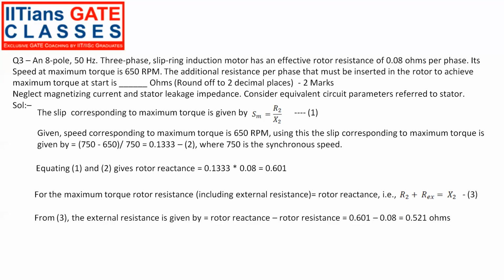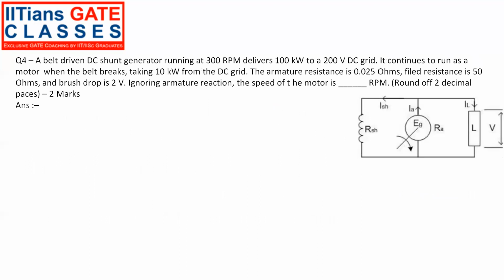Okay, let's go to our next question, which is a 2 marks question, and it is from DC machines. So what does the question say? A belt-driven DC shunt generator running at 300 RPM delivers 100 kilowatt to a 200 volts DC grid. It continues to run as a motor when the belt breaks, taking 10 kilowatt from the DC grid. They have given us the armature resistance as 0.025 ohms, field resistance as 50 ohms, and the brush drop is 2 volts. Now they are asking us to find out the speed of the motor in RPM.